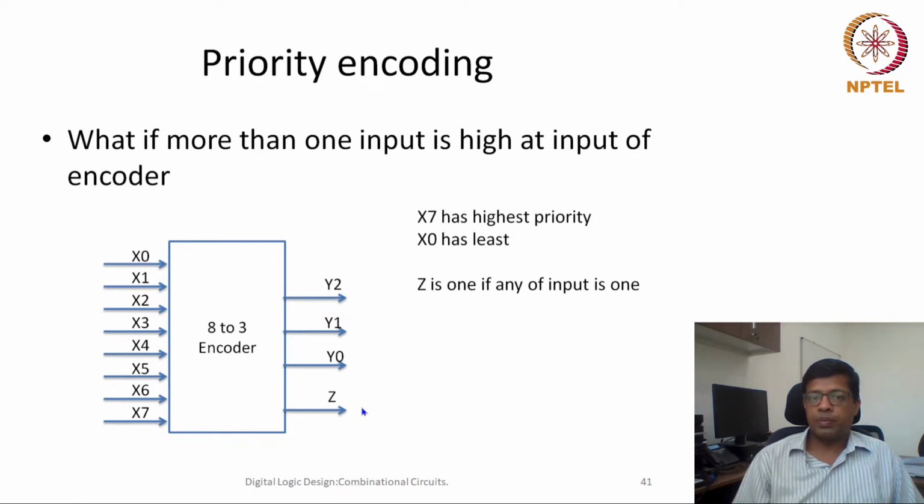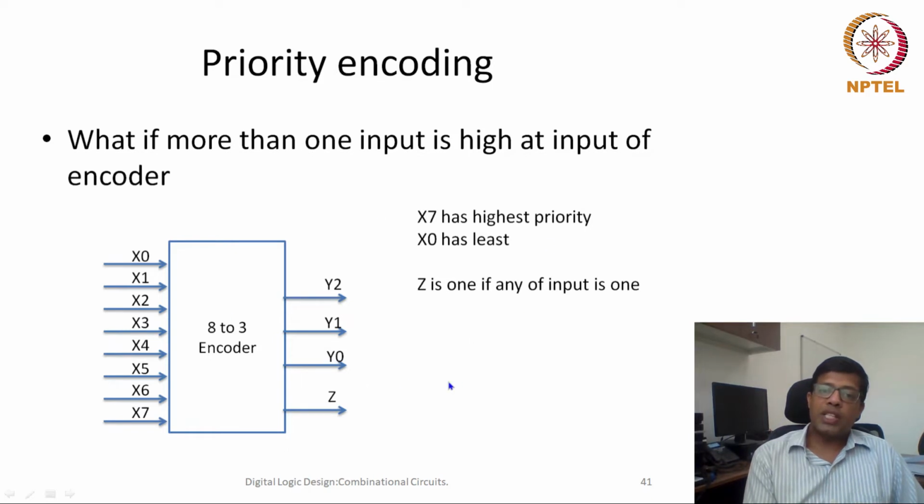which has a side meaning also. As a side meaning, this means that y0, y1, y2 are the output only if Z is 1. If Z is 0, then they don't have any meaning. So this would work as an enable for any of the input devices for this 8 to 3 encoder.